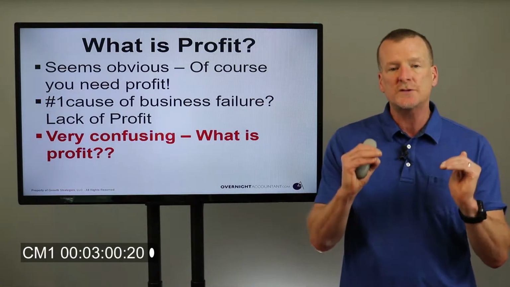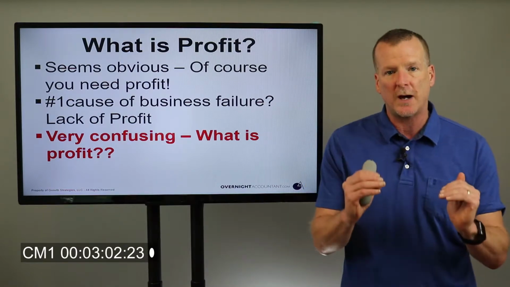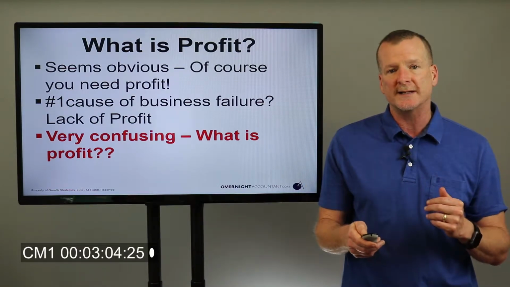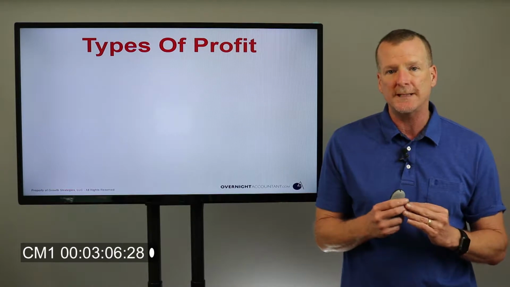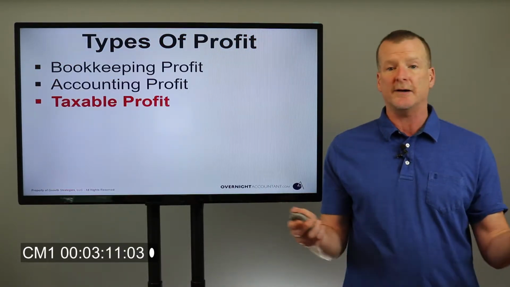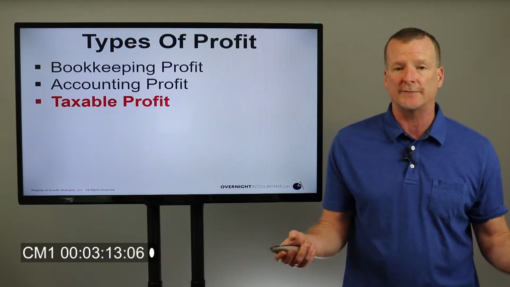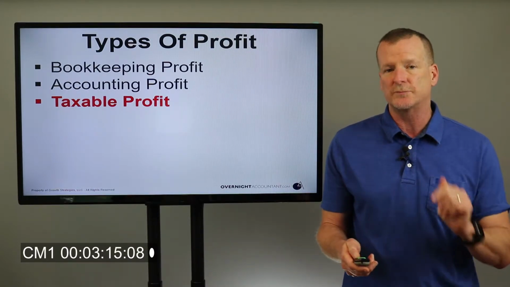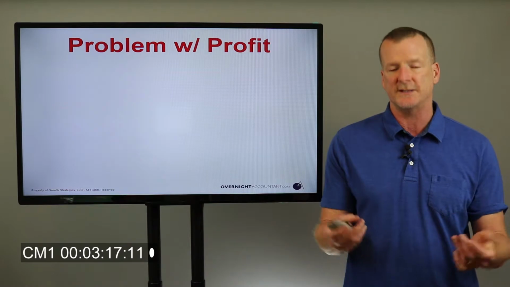It's very confusing because there are so many different terms for profit, and we're going to go over a few of those right now, and all of them mean very different things to different people. Let's go over a few real quick types of profit. You got your bookkeeping profit, you got an accounting profit, and then you got a taxable profit. But let's go over each one of these individually. Let's see what's the problem with each one of these.